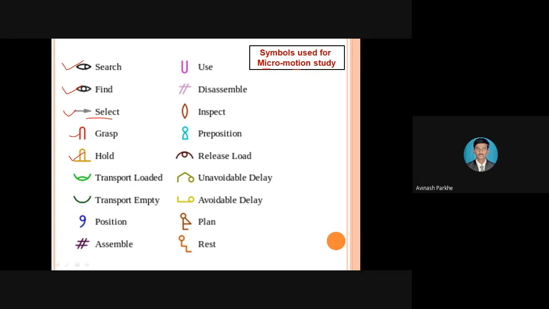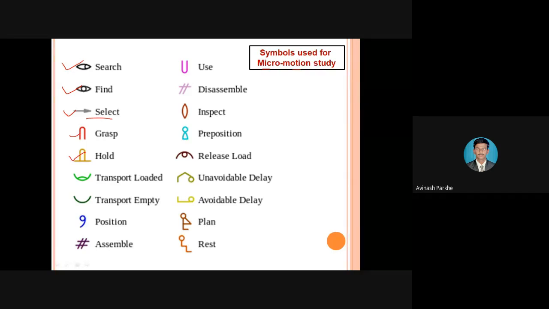Then the next symbol is hold. If I have to hold the component, or hold the tool on the tool post, or hold the component on the machine, these symbols are used for holding. So these are the number of symbols used in the micro motion study, because whatever activity is performed by the left hand and the right hand, all those activities can be represented in a symbolic manner, for proper representation.